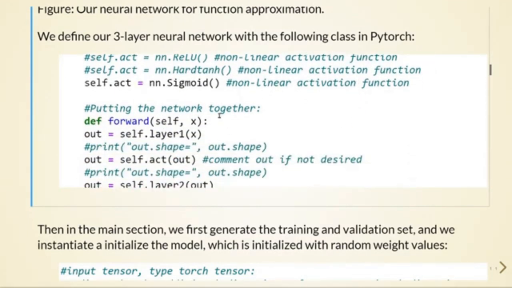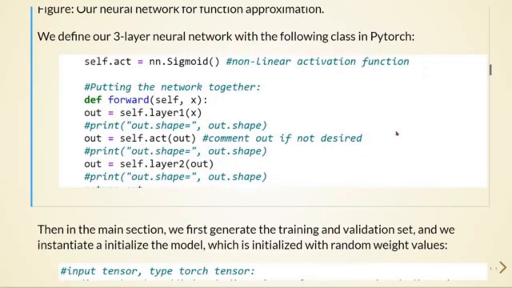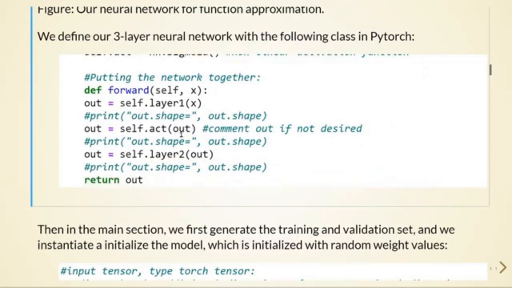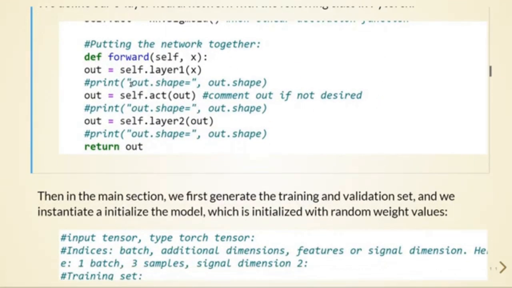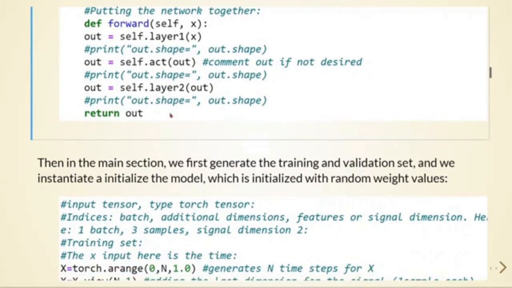In the forward method, we are putting the network together. Here we are taking the output from the first layer, layer 1. Then the activation function acts after the first layer, and we pass that to the second layer, and we return the output of the second layer. So we see that there is no activation function in the output.